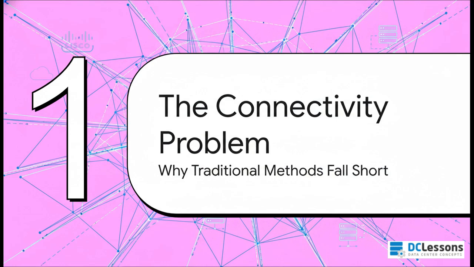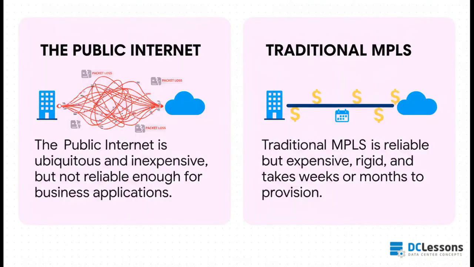Section 1, the modern connectivity problem. This really gets to the heart of why we even need a new architecture in the first place. For years, network folks have been caught in this classic dilemma. On one hand, you've got the public internet. Sure, it's everywhere and it's cheap, but it's totally unpredictable. You get high latency, packet loss. You just can't run your business-critical apps over it.